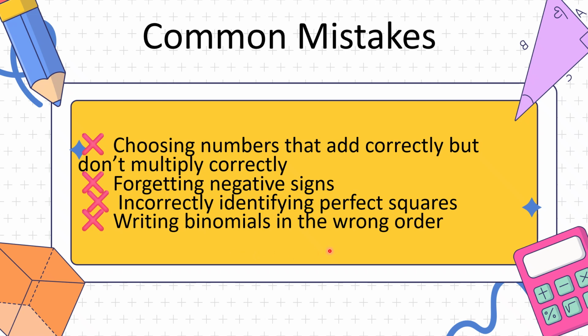Then writing binomials in a wrong order. Now just remember the middle term. Whether you add it in a different left or right order, the most important is that you subtract and or add, and then you get the middle term of that trinomial. All right, or you can multiply it. When it comes to the original given, then you are correct.